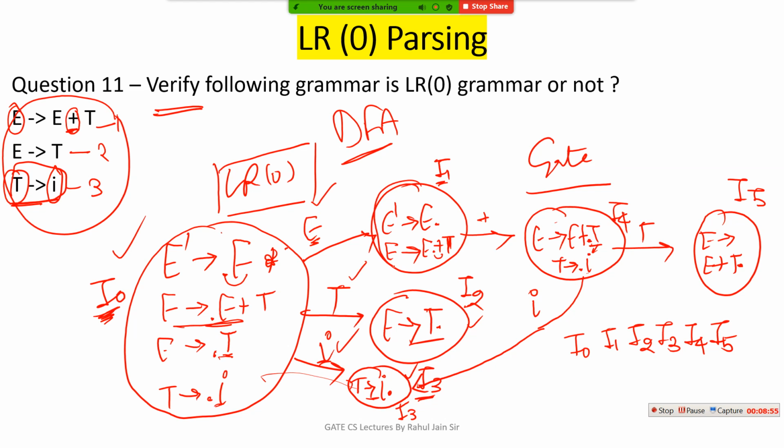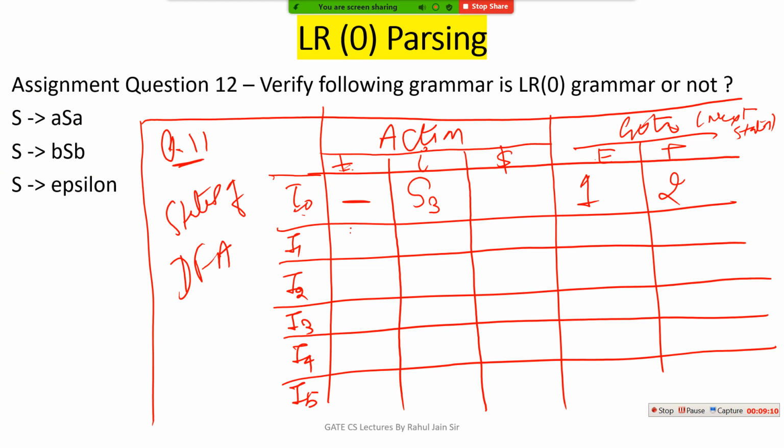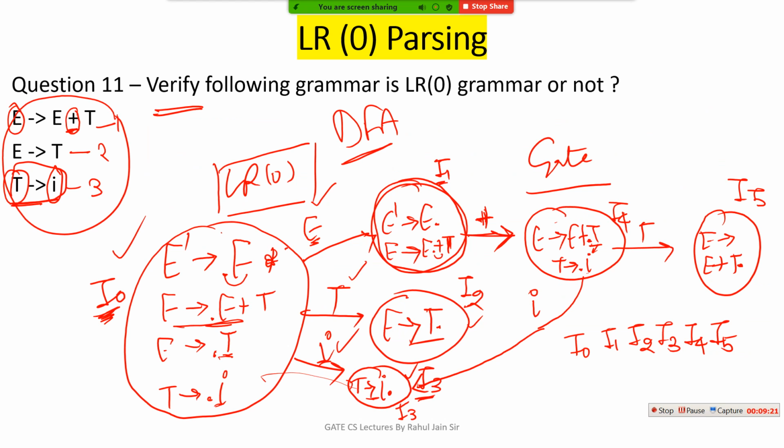Now I need to work on I1. I1 has only one transition, on plus, the addition operator, it is shifting to I4. So S4 should be there. Okay guys. And as it is the initial state, don't worry about it.